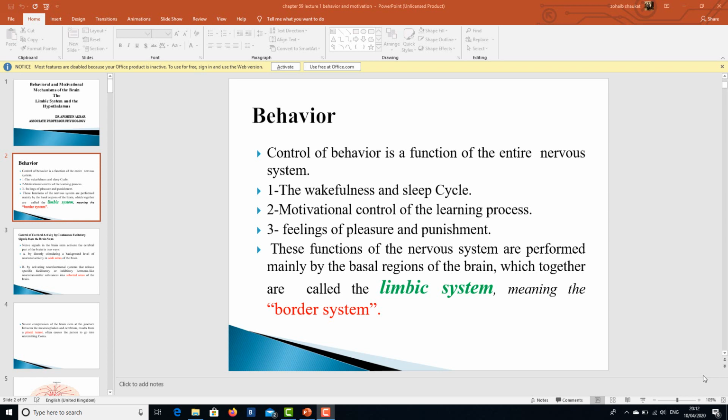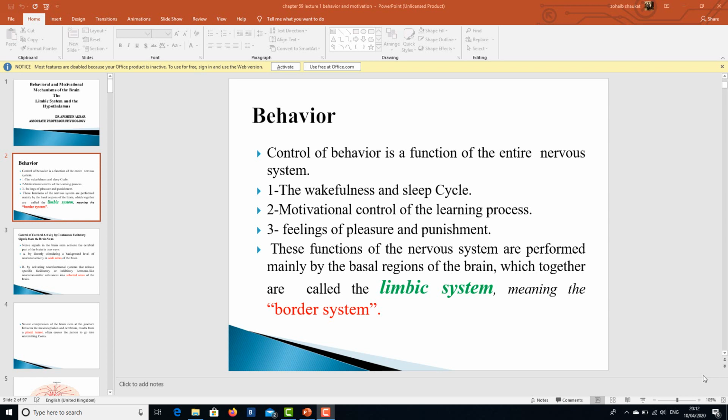Now, my dear students, as we are doing the motor system, the part of CNS, today we are going to learn about the behavioral and motivational mechanisms which are there in the brain. We are going to learn about the limbic system and the hypothalamus.